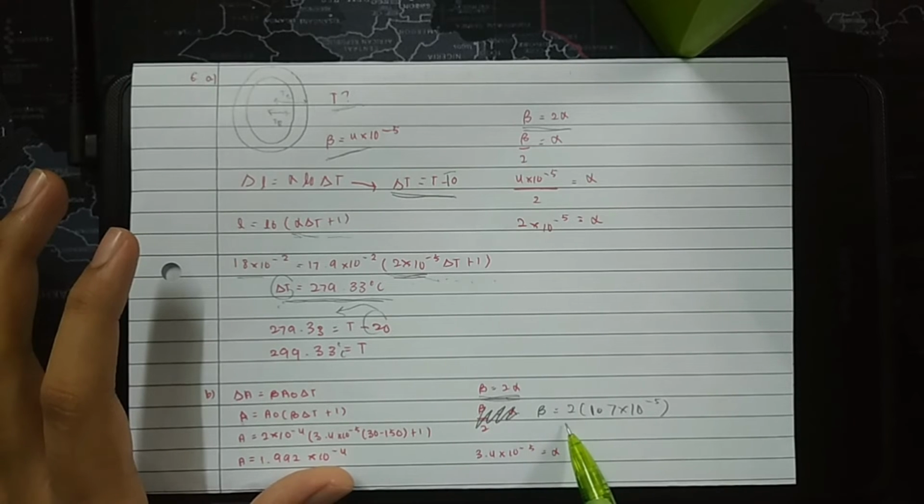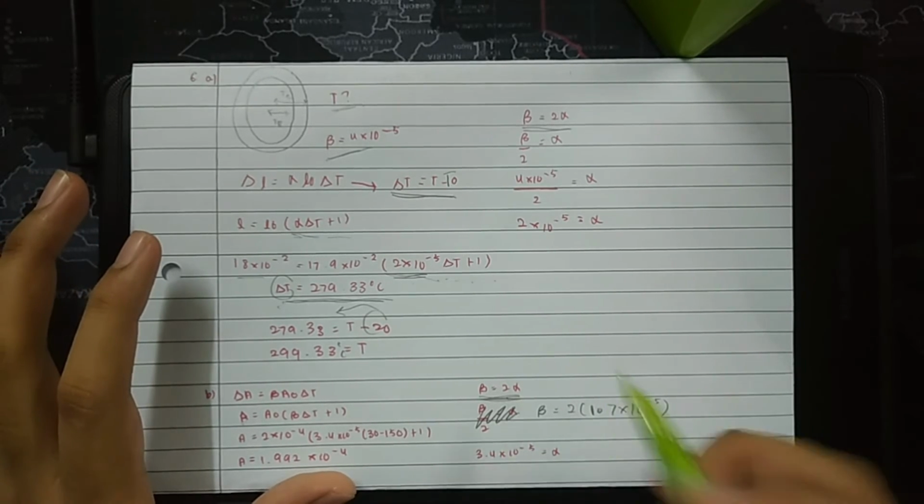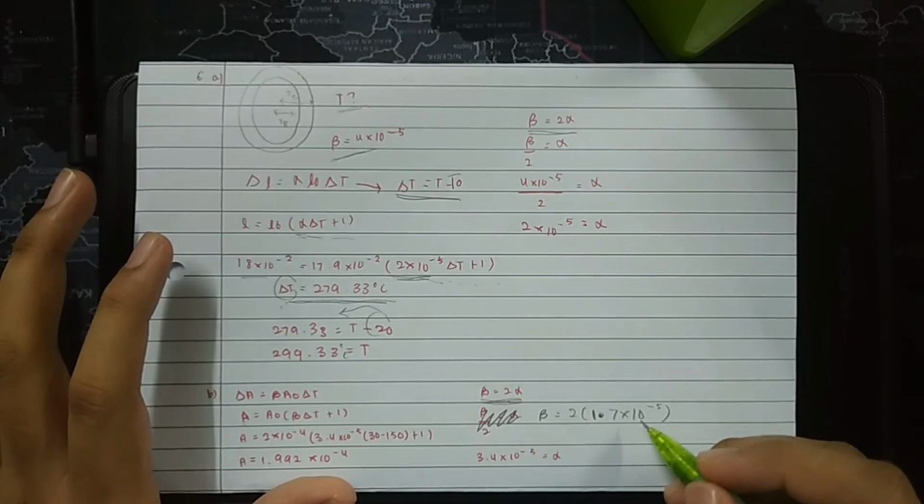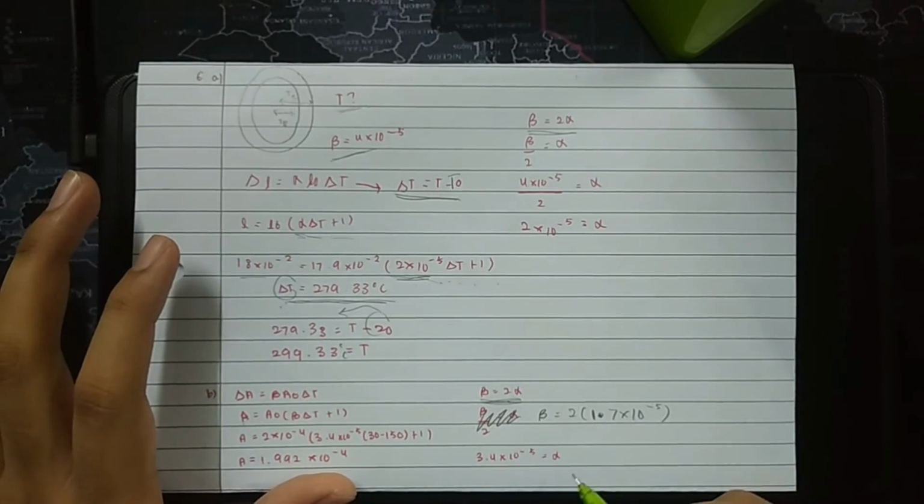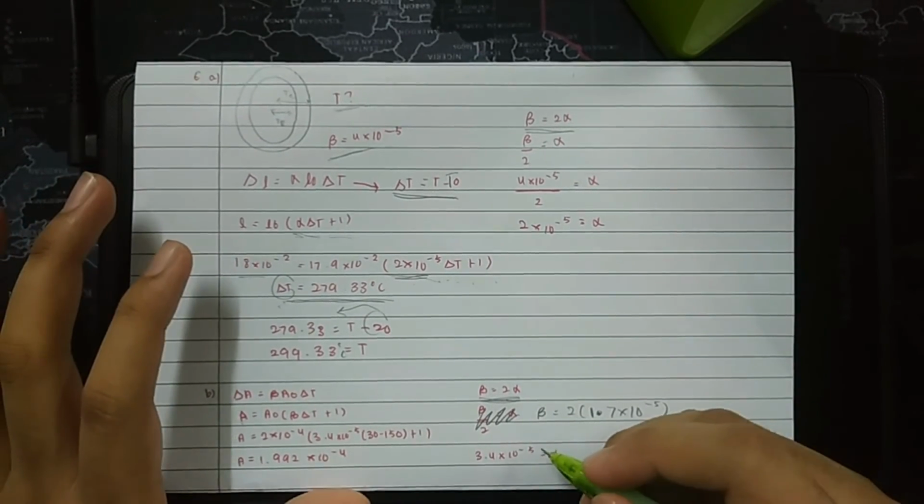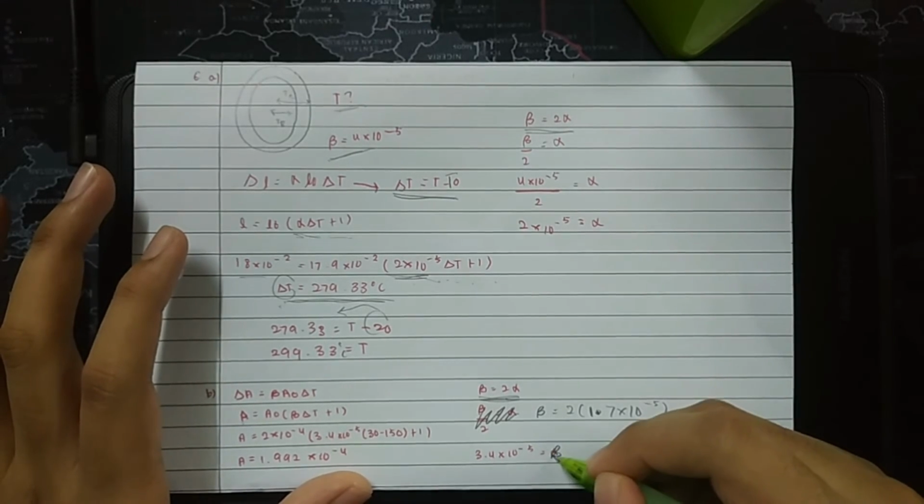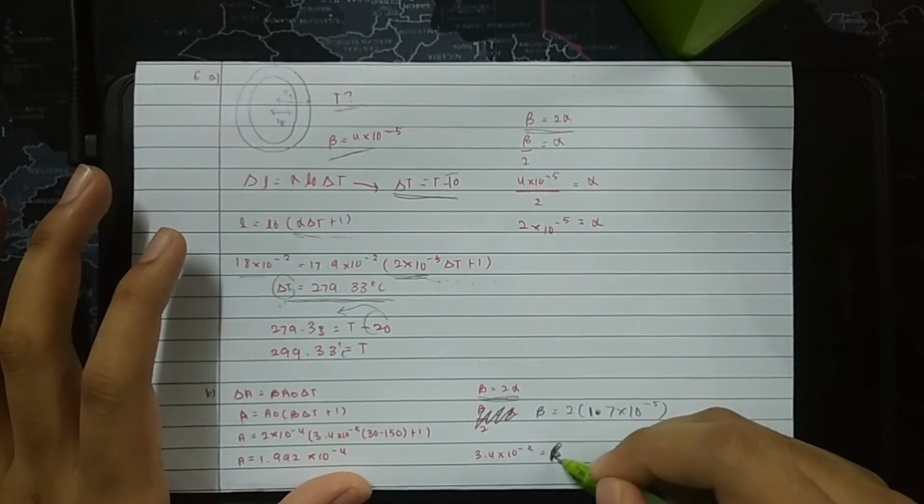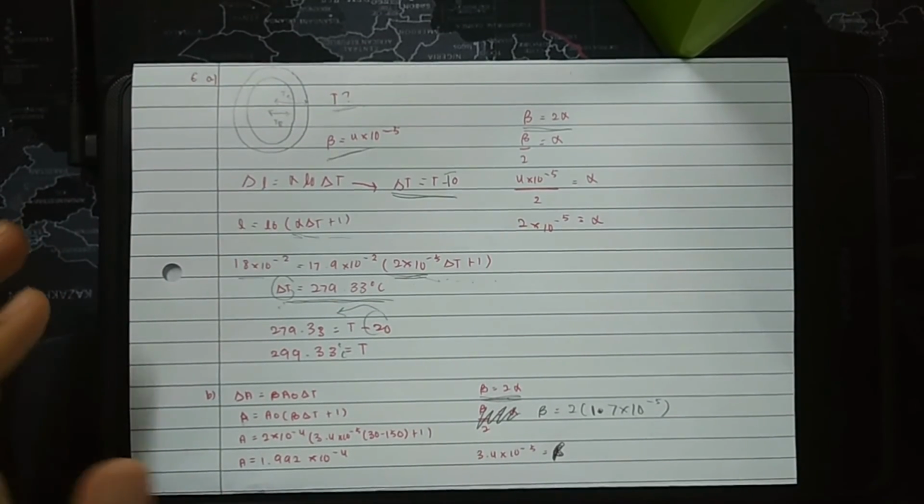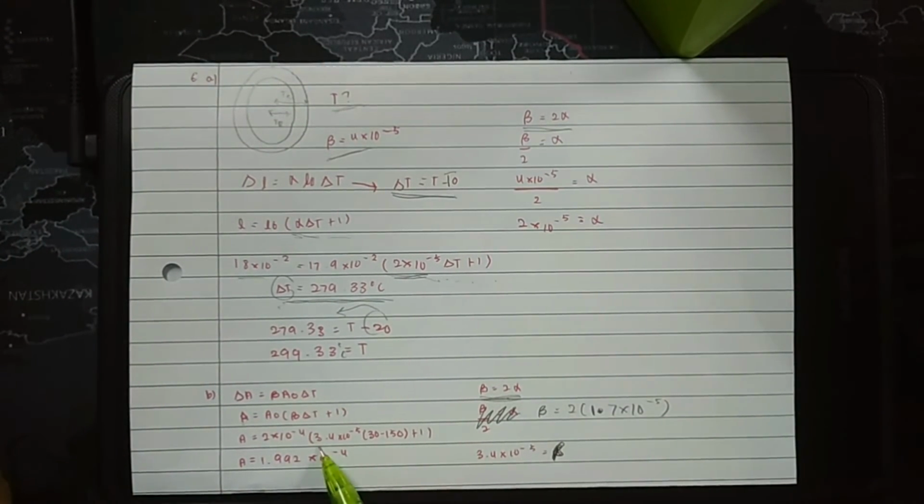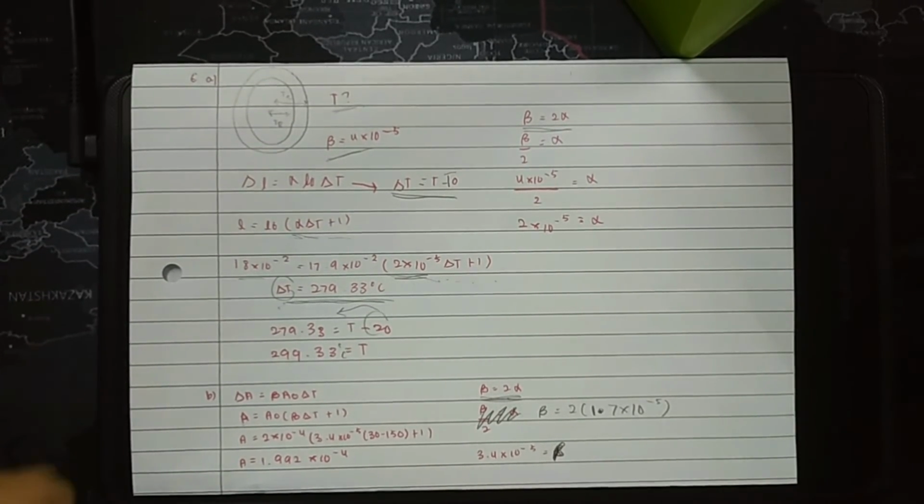Beta sama dengan 2 alpha, 2 darab dengan 1.7 darab 10 kuasa negatif 5 akan dapat beta kita, sorry salah tulis, 3.4 darab 10 kuasa negatif 5. Kita masukkan 3.4 darab 10 kuasa negatif 5 dalam bracket, delta T kita 30 tolak 150, tambah 1. Kita akan dapat area baru kita 1.992 darab 10 kuasa negatif 4. Itu je.